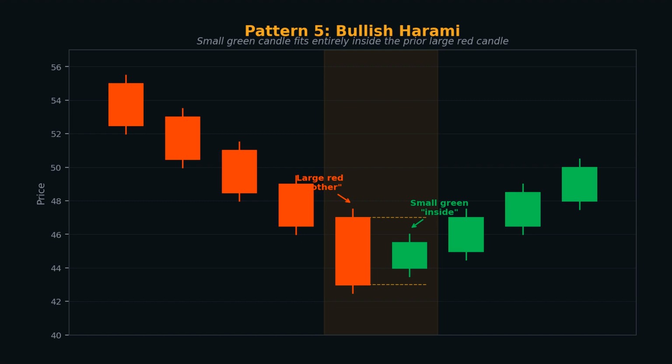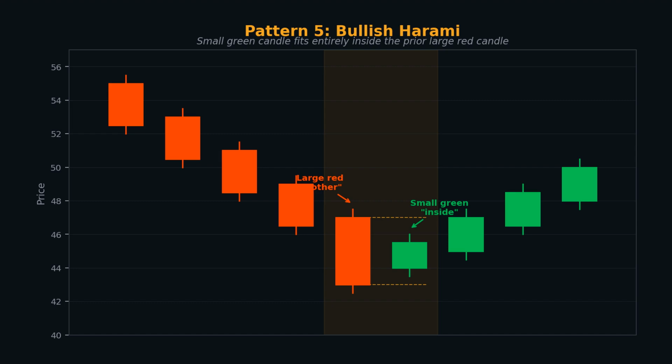What's happening here? The first candle shows strong selling, but then the next session opens higher than the close and stays contained within the range of that big red bar. The sellers couldn't follow through. The buyers aren't dominant yet, but they've stopped the bleeding. The momentum has stalled. The Bullish Harami is the subtlest pattern on today's list. It's not as aggressive as the engulfing or as dramatic as the morning star. It's a quiet signal, a whisper that the trend might be shifting.